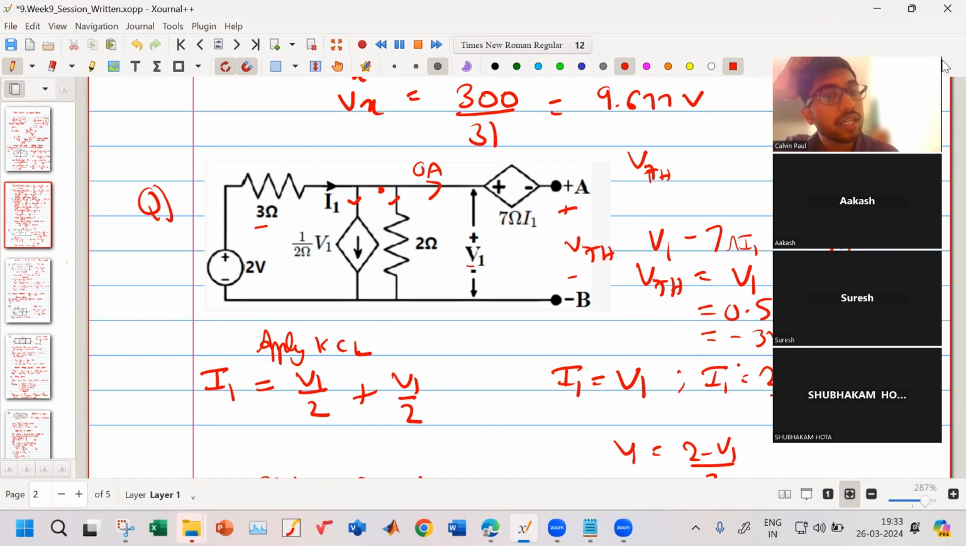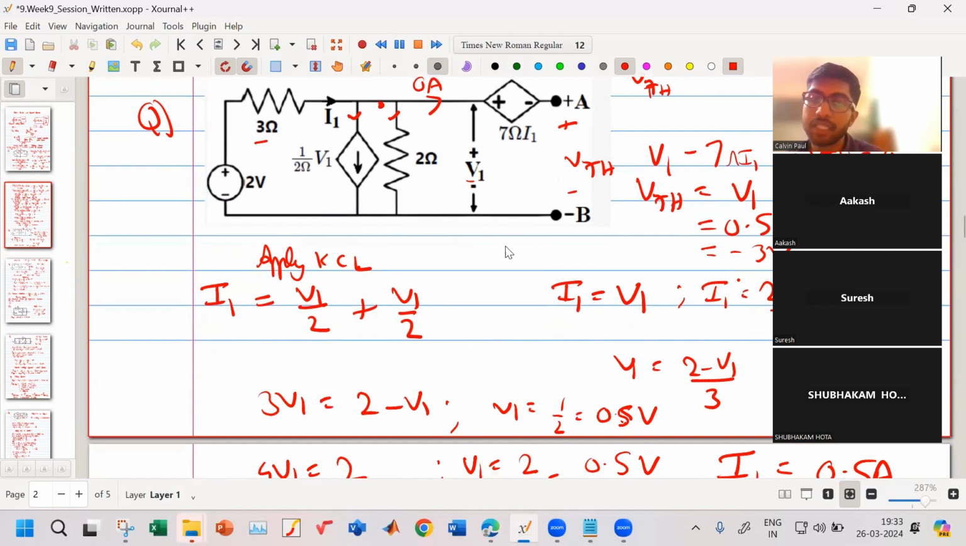Similarly, in this sum we had to find a Thevenin voltage. We found a Thevenin voltage because although the dependent sources are there, we don't need to short them or open circuit them. We left them as they are in the circuit. Only the independent voltage source we have to short.